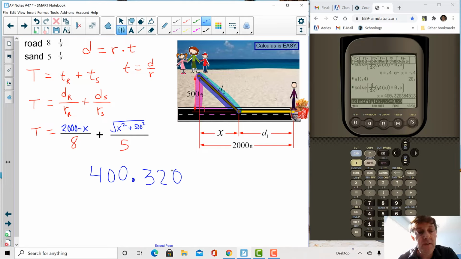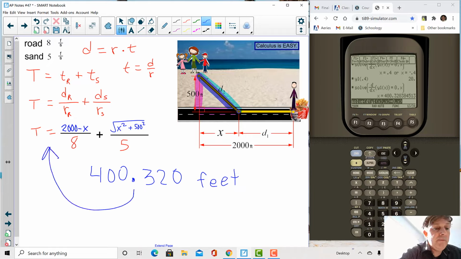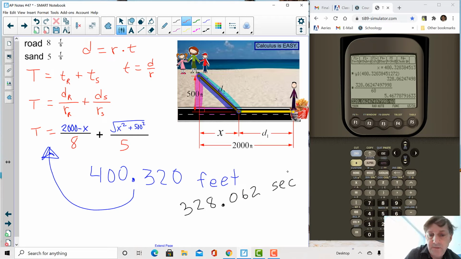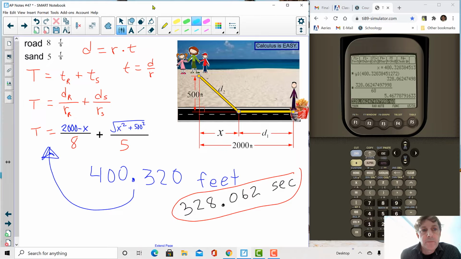The reason I'm putting that 0 is to show that it's a rounded number. So make sure you do put that 0. Also, remember the units are going to be feet. And you want to make sure you answer the question. If the question asked you what the minimum time would be, then we would have to plug this critical number into our total time function. Now, if you did that, you would get 328.062 seconds.